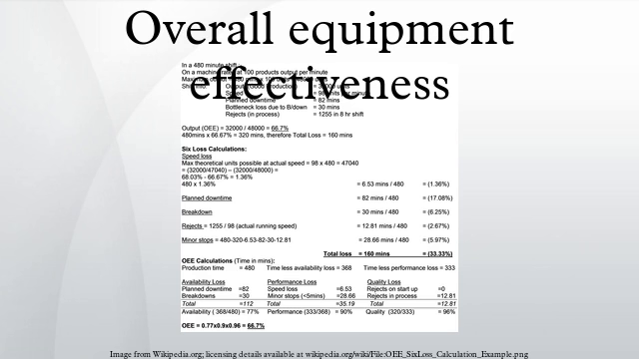Overall equipment effectiveness quantifies how well a manufacturing unit performs relative to its design capacity, during the periods when it is scheduled to run. Total effective equipment performance measures OEE against calendar hours, that is 24 hours per day, 365 days per year.